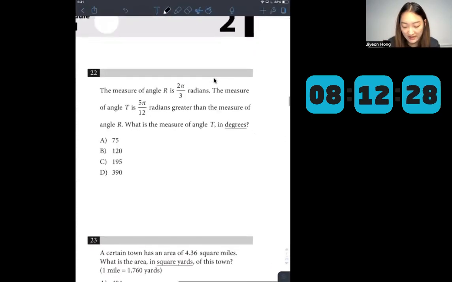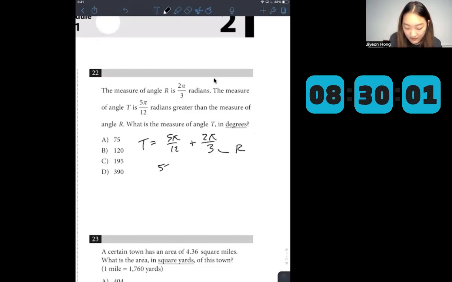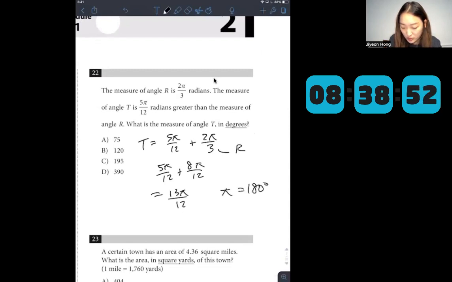Number 22, we have the measure of angle r is 2 pi over 3 radians. The measure of angle t is 5 pi over 12 radians greater. What is the measure of angle t in degrees? So t is going to be 5 pi over 12 plus the 2 pi over 3, which is angle r. And we're going to simplify this and get 5 pi over 12 plus 8 pi over 12, which is going to be 13 pi over 12. Each pi is going to be about 180 degrees, so we're looking for a value that is slightly over 180, which is going to be C, 195.